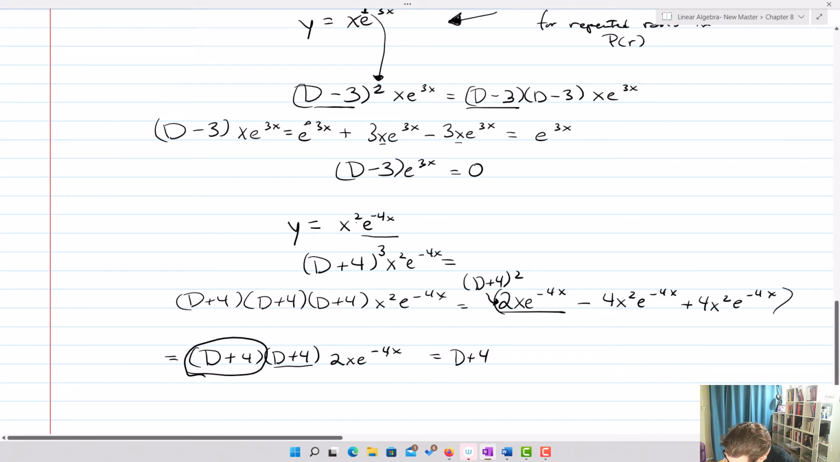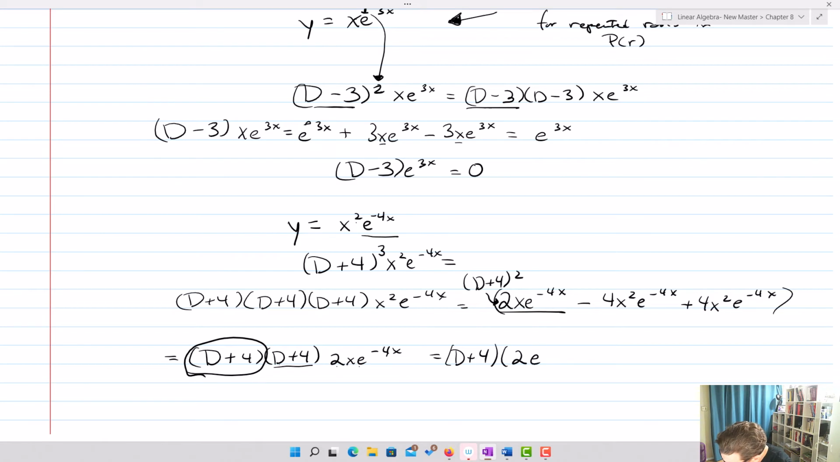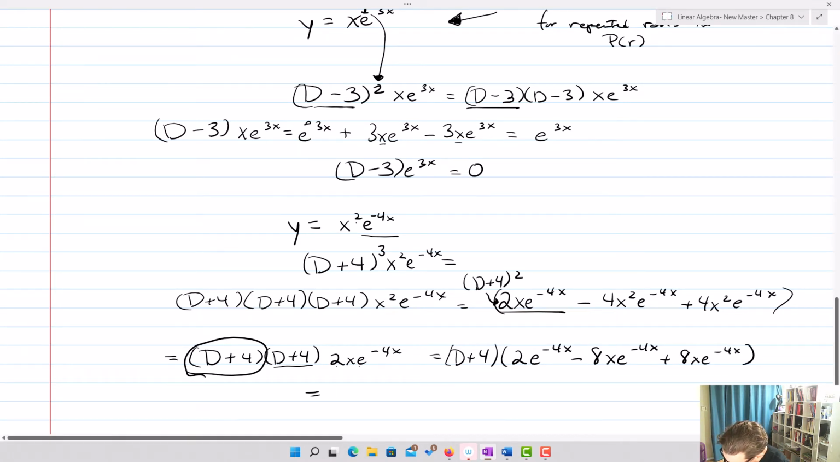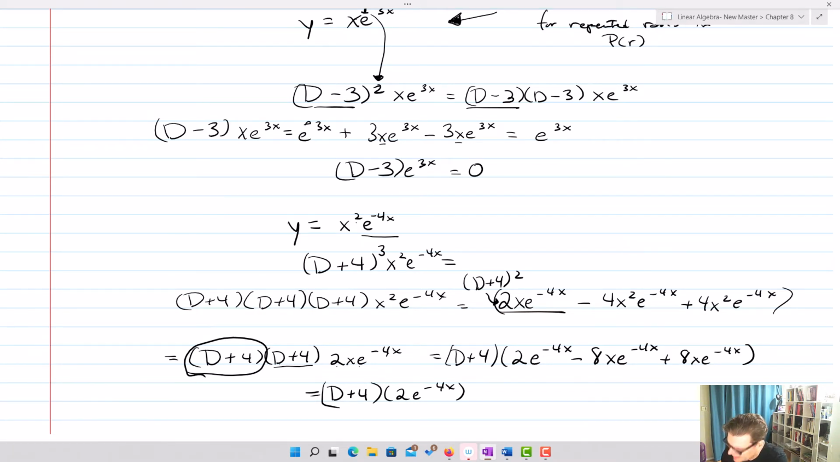And then the first derivative of 2x e to the negative 4x is going to end up being 2 e to the negative 4x, minus 8x e to the negative 4x plus 8x e to the negative 4x. And that thus is going to equal d plus 4 applied to 2 e to the negative 4x. Now notice the fact that it doesn't really matter what the scalar is in front, right?